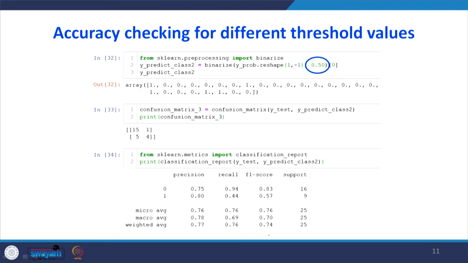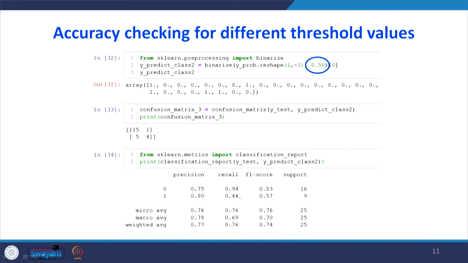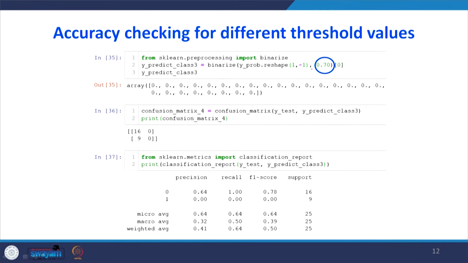Now, by taking the threshold value as 0.5, let us verify what has happened. The confusion matrix values have increased. The true negative is 15, true positive is 4. So, what has happened is that the recall, previously 0.5, is now 0.94. That was the value at the threshold value of 0.50.